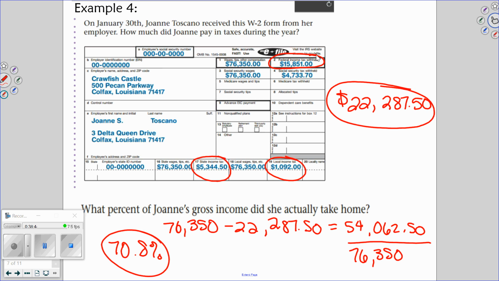Okay, but for percentages, guys, whatever it's asking for a percentage of, what? Figure out how much does she have after taking out taxes. Take that number, divide it by the total she started with. It's always divided by the total. Divided by the total, divided by the total. Okay?